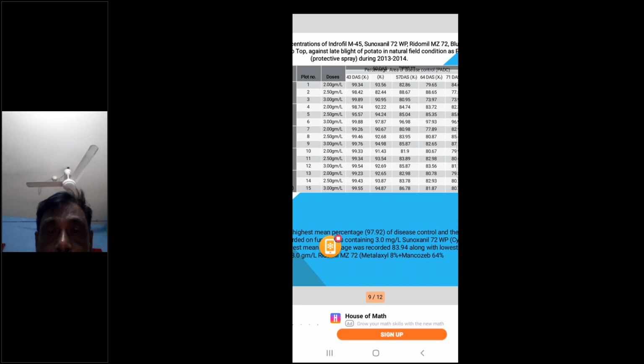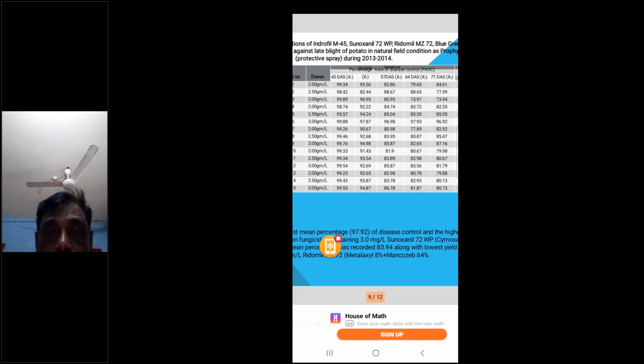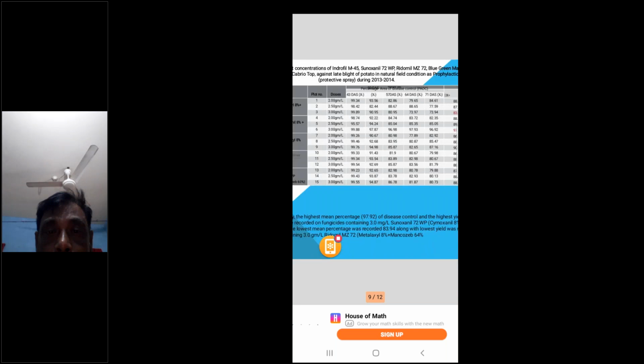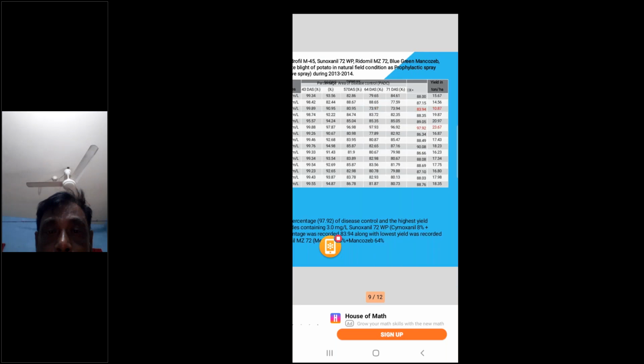So this is the late blight disease control percentage shown in the table. In this table, the highest percentage of disease control was found at 97.92 and the yield was 23.667 tons per hectare.